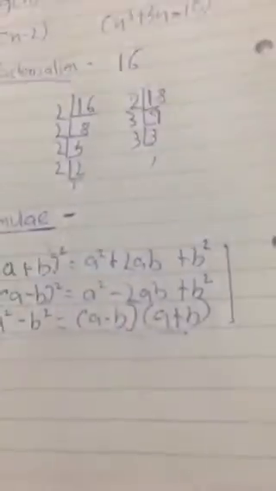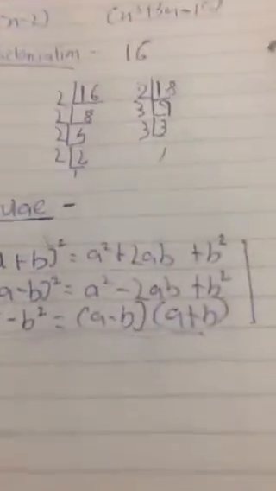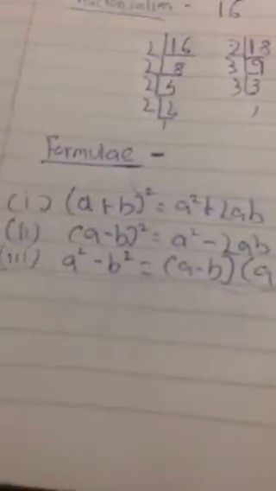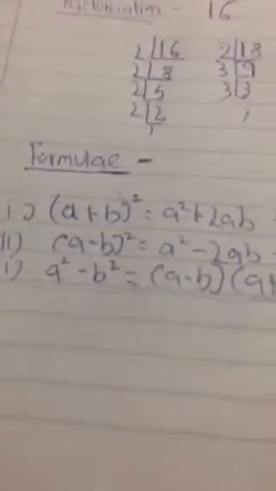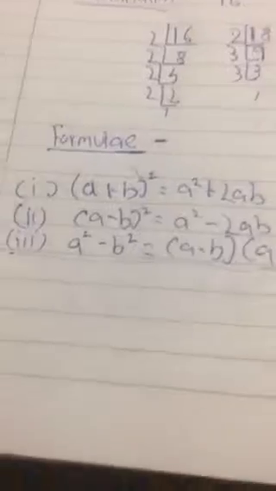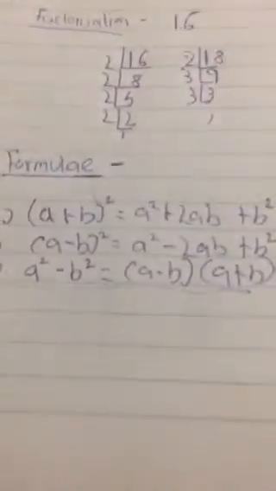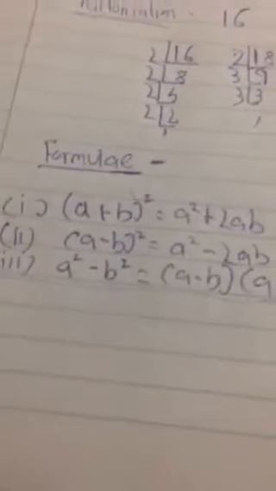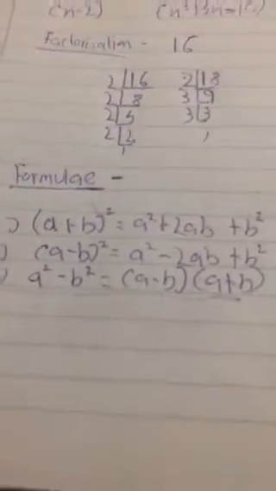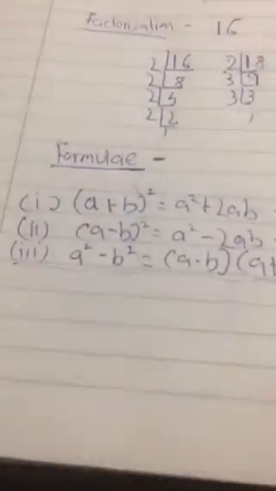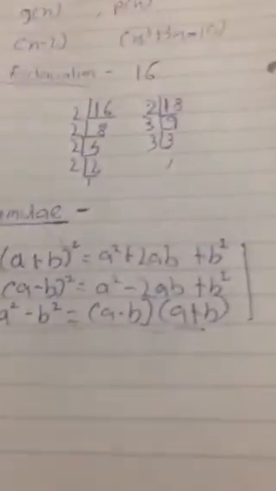So now first let us work with only these three identities. (a plus b) whole square equals a square plus 2ab plus b square. (a minus b) whole square equals a square minus 2ab plus b square. And a square minus b square equals (a minus b) into (a plus b). These are the three algebraic identities which we must keep in mind while factorizing a polynomial.